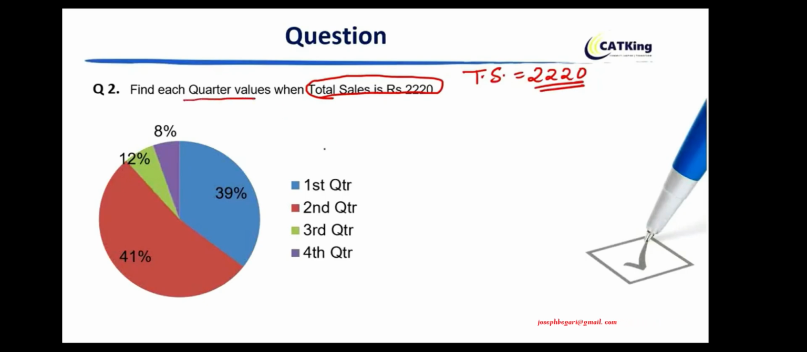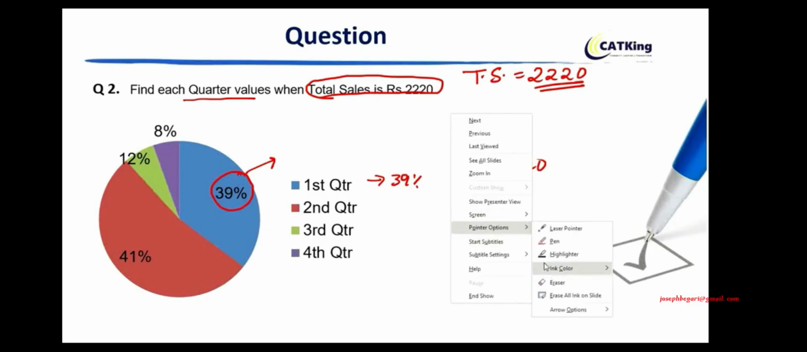Fine. So what is this 39%, guys? If I have to calculate this 39% for quarter 1, there are two methods. One way, 39 by 100 into 2220, but this involves calculation. We won't be using this way.